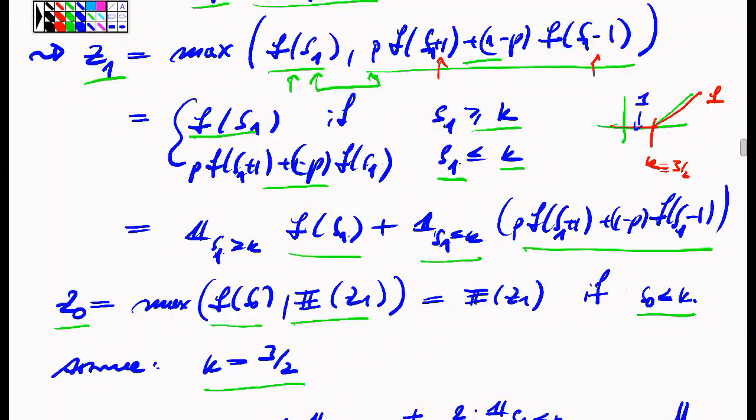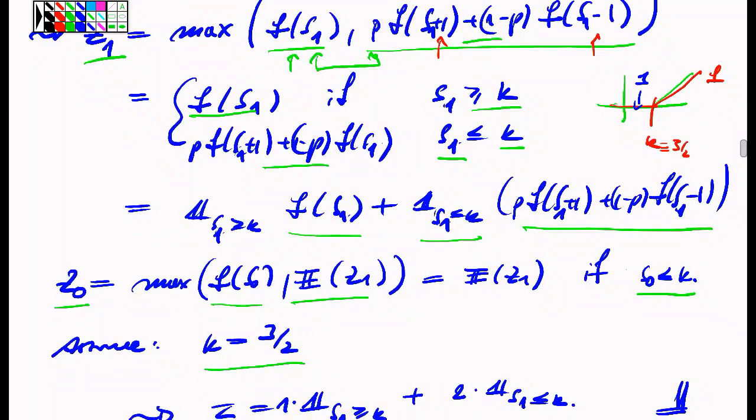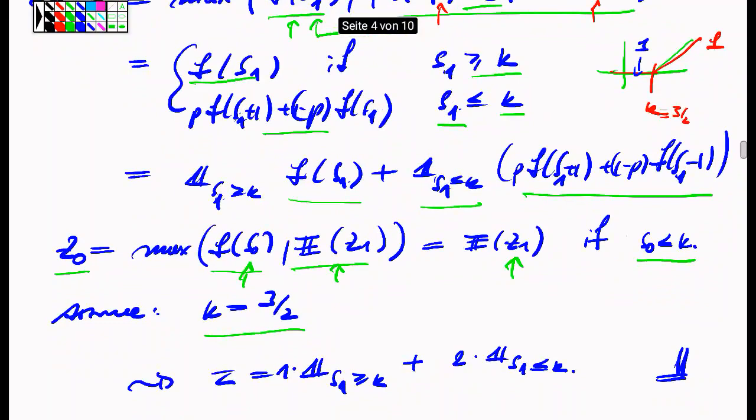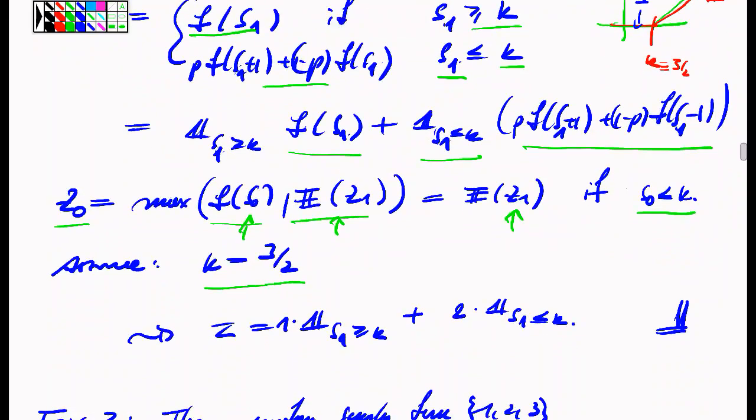And therefore, obviously, f of S0 here is just a plain 0. Anything which is not 0 is better than this 0 value. And therefore, we get just the E of Z1 as the maximum. And this then tells us what? The E of Z1 is strictly bigger than Z0. That tells us that tau equals 0 is not a good choice for the stopping time.